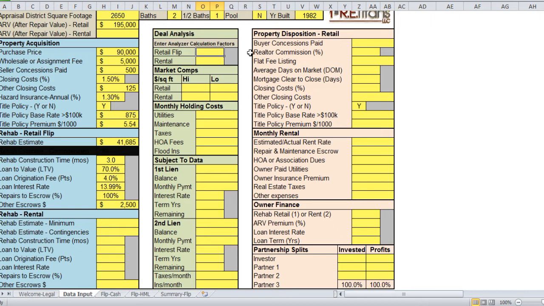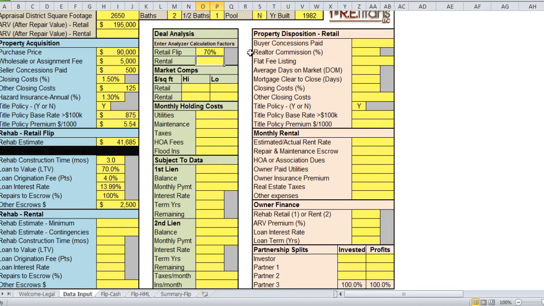Moving on to the middle section of our data input tab, I'm going to enter our target ARV for a retail flip. The industry standard is 70%, so I will enter that in this field. We will use the target ARV for rentals in the subsequent video.